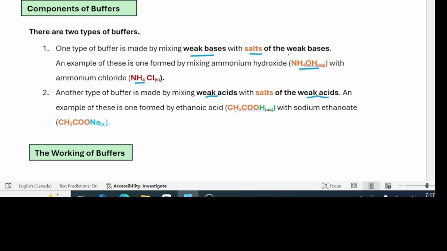For example, we can make a buffer by mixing ethanoic acid with a salt of ethanoic acid, such as potassium or sodium ethanoate. The important thing is to have the weak acid and the conjugate base of that weak acid along with it in solution. If you're using ethanoic acid, then the salt must be some type of ethanoate, such that we'll have the ethanoate ions along with the ethanoic acid.